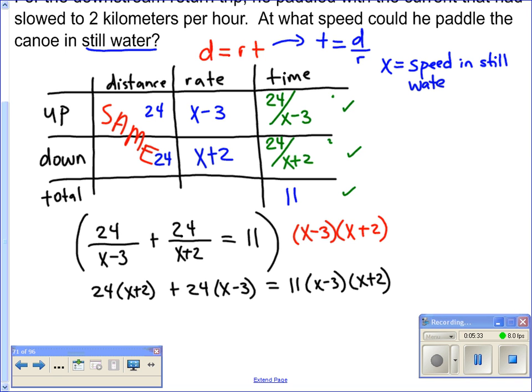So I would go ahead and multiply this stuff out and see if we could simplify things. It's just going to be a process. Here we get 24x plus 48 plus 24x minus 72 is equal to, and now here we need to multiply this entire thing. First you want to FOIL the x minus 3 times x plus 2 and then distribute the 11. When you do all of that, you're going to get 11x squared minus 11x minus 66.